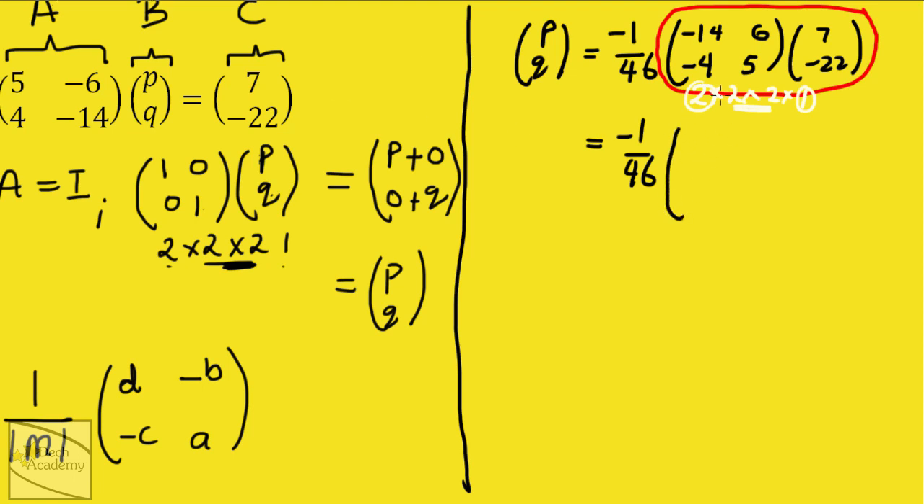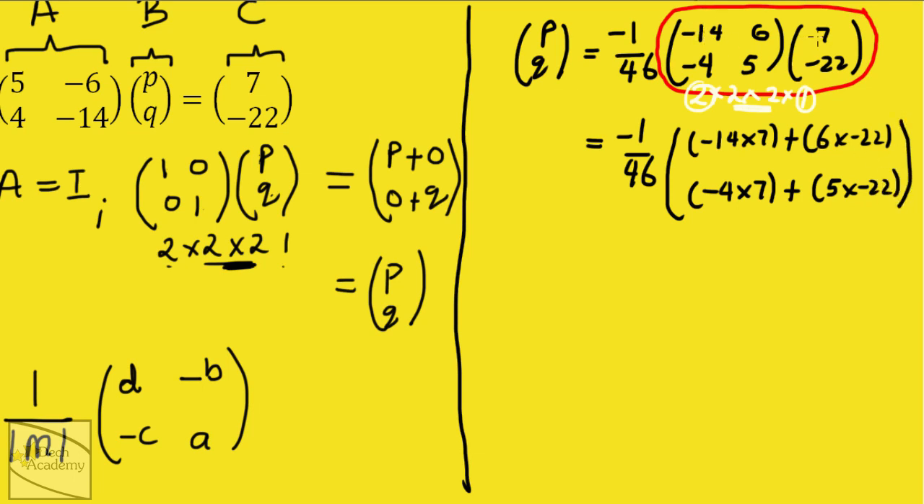We get minus 14 times 7 plus 6 times minus 22. We get minus 4 times 7 plus 5 times minus 22. Remember the procedure: it's this element times this element plus this element times this, and then for the next row it's this element times this plus this element times this. So I'm assuming you know how to multiply matrices.